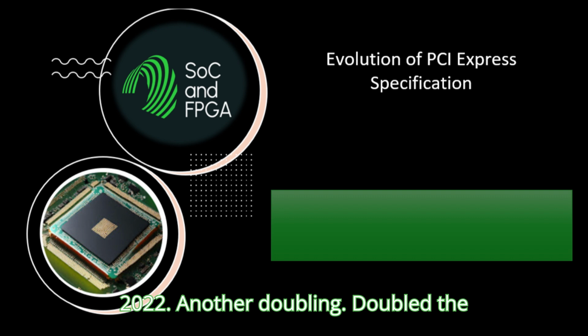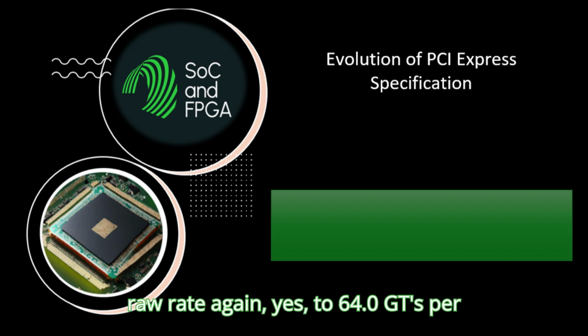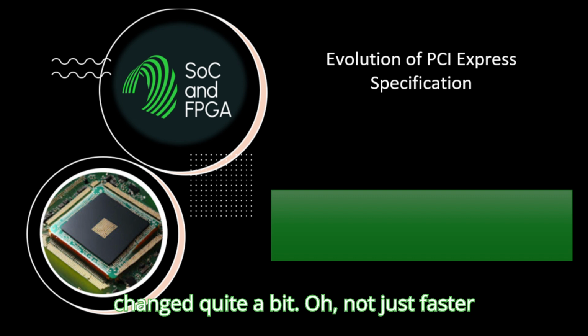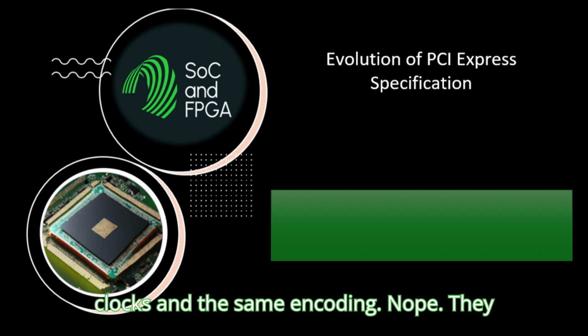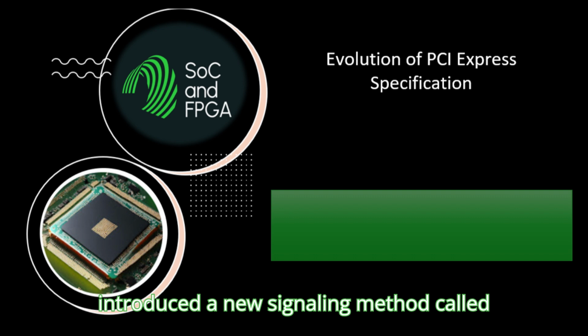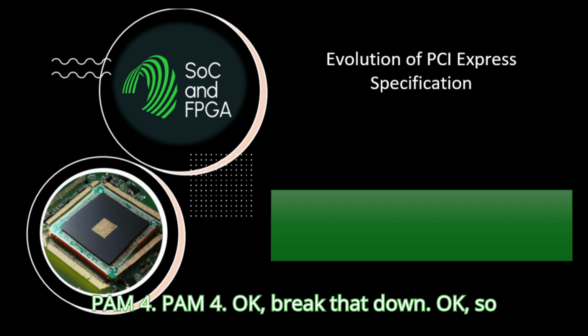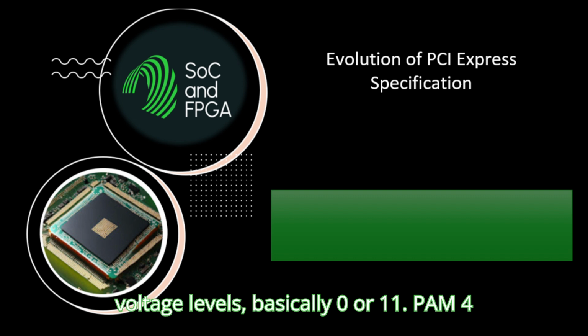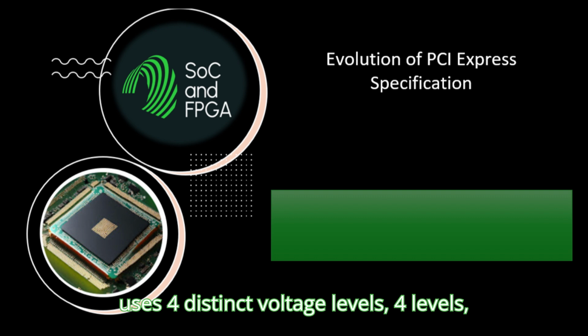Another doubling. It doubled the raw rate again, yes, to 64.0 GT/s per lane. But this time, how they achieved it changed quite a bit. Oh, not just faster clocks and the same encoding. Nope. They introduced a new signaling method called PAM4. PAM4. Okay, break that down. Okay, so traditional signaling called NRZ uses 2 voltage levels, basically 0 or 1. PAM4 uses 4 distinct voltage levels.